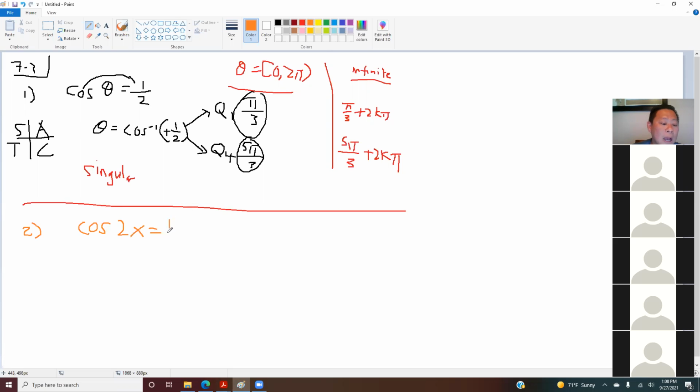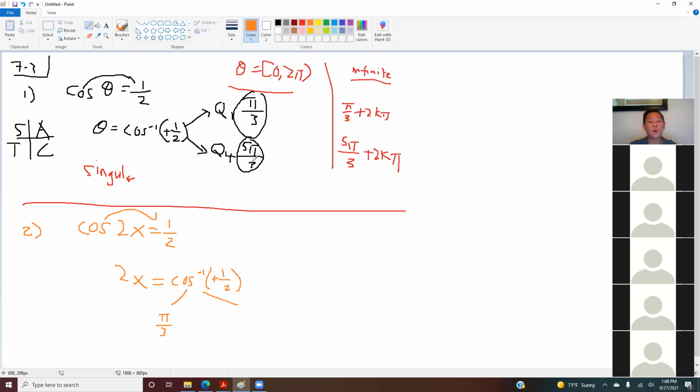It's the same thing as half. So what we do is exactly the same as number 1. We move the cosine over, it becomes arc cosine of half. That is exactly similar to what we did on number 1. And then you figure out what is arc cosine of half. You tell me that I got 2 answers. One of them is quadrant 1, which is pi over 3.